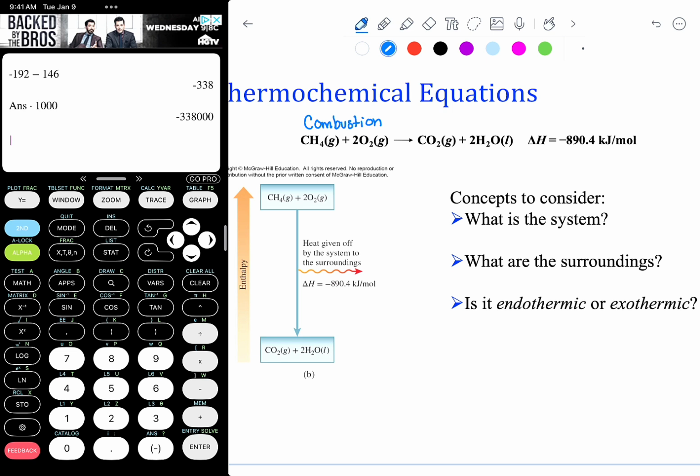So let's define our system. What is the system? Well, it's the methane and the oxygen, because that is what is reacting. That's what we're using to either give off heat or take in heat in order to react and create our products. What are the surroundings? Everything else.